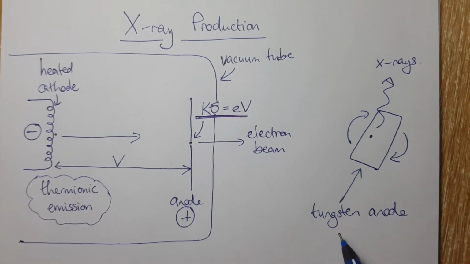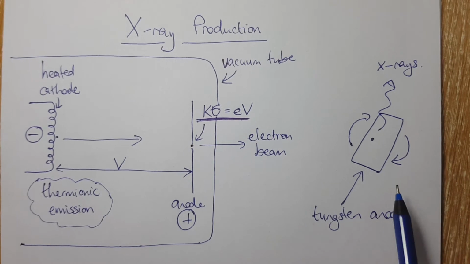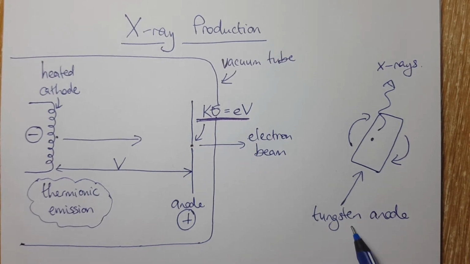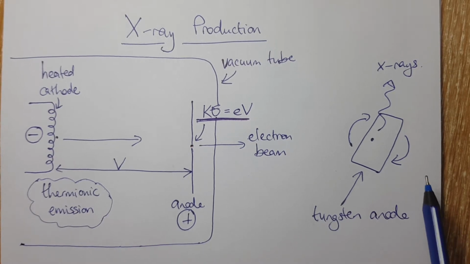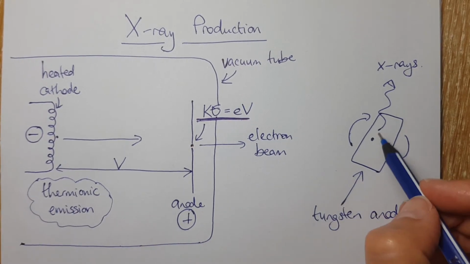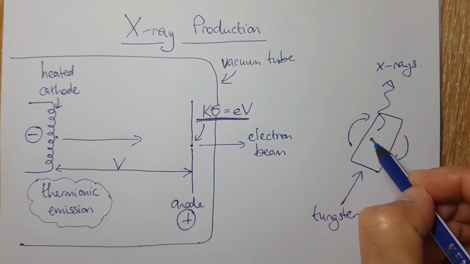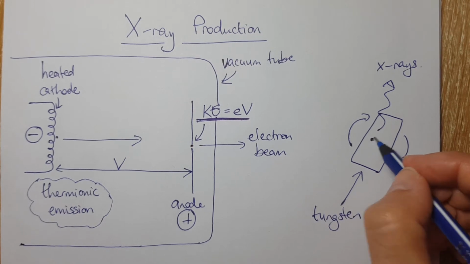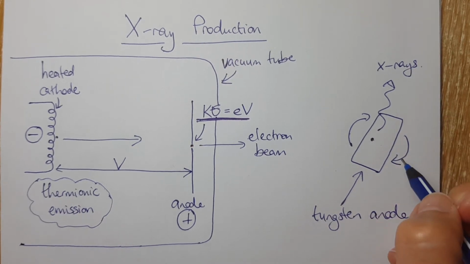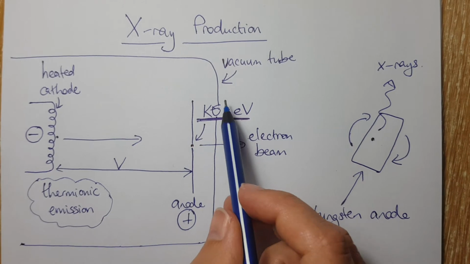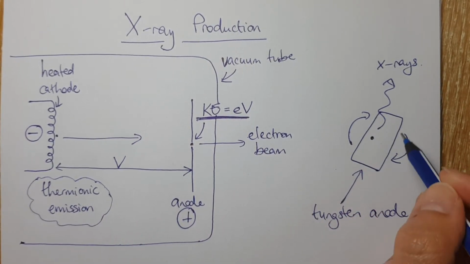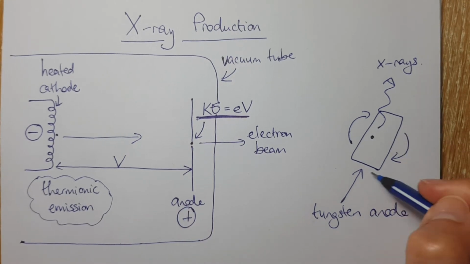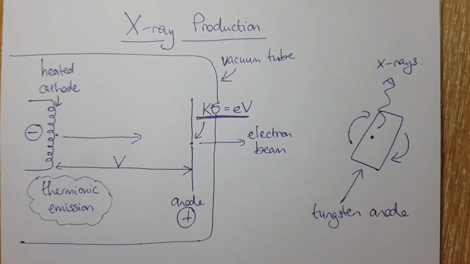Two important points here about the tungsten anode. Number one, why is it made of tungsten? Number two, why is it rotating? The answer is the same for both. It's because these electrons hitting the target, most of the time, more than 90% of the time, they do not cause X-rays to be emitted. Instead, all this energy just goes into the thermal store of the anode. And so this anode is going to get really, really hot.